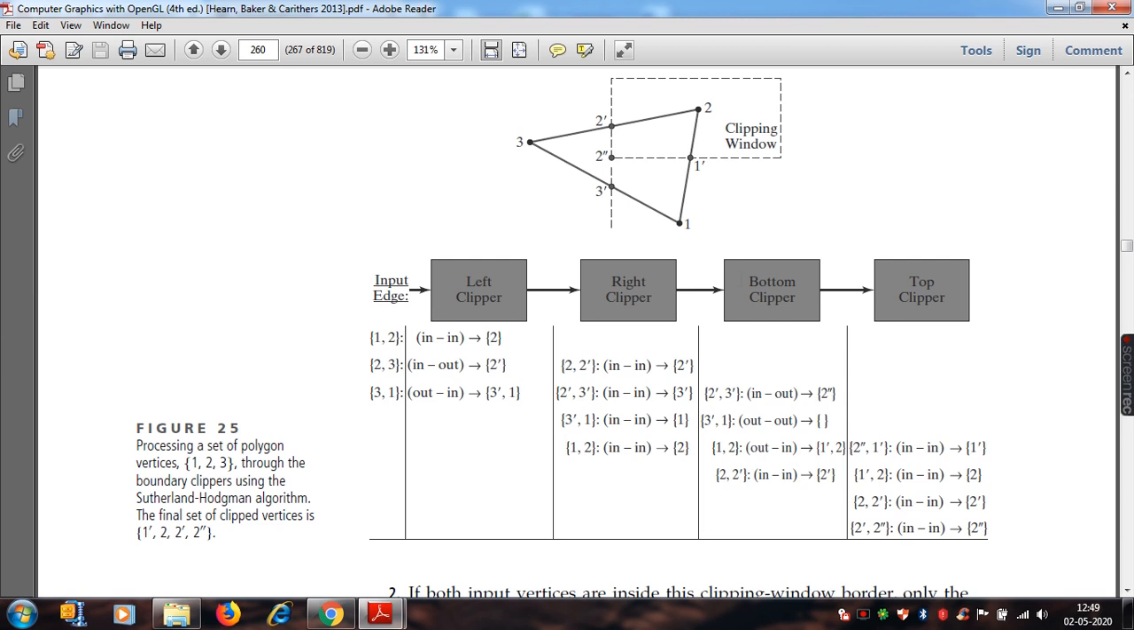Next 1 dash to 2. So 1 dash to 2 we are sending, that is 2. With respect to top we are discussing, both are inside. Then we will send the second end point. Next is 2 and 2 dash. 2 dash is sent to the next stage. Finally 2 dash and 2 double dash, 2 double dash will enter the final vertex list. So if you join these vertices now, which are those? 2 dash, 2, 1 dash, 2 dash. So what you get is the result of the clipping.